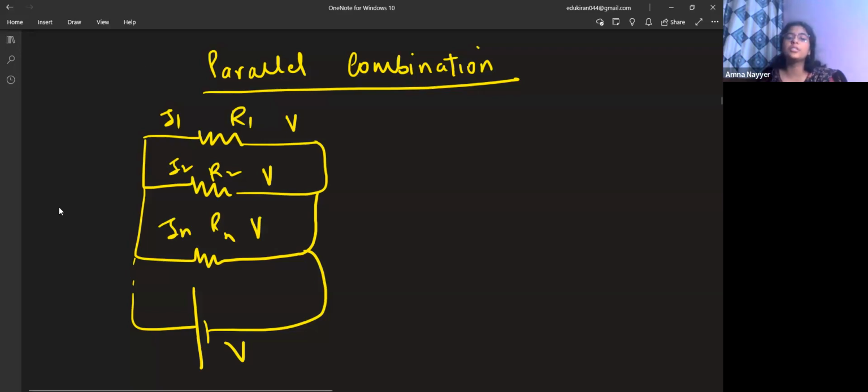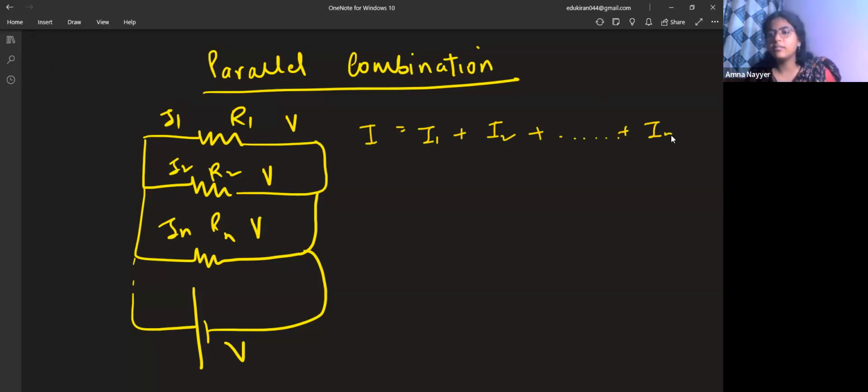Now suppose the total current in the circuit is I. So what are the individual currents? This is I1 plus I2 plus I3, I4, I5, I6 till the nth current, right? Here you can see one resistor had one single current, and the second resistor had another single current. But when we talk about all the currents together, we get their combination. So I is equal to I1 plus I2 plus I3, I4 up to In.